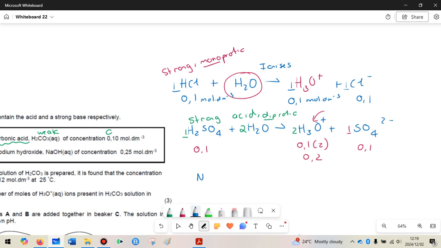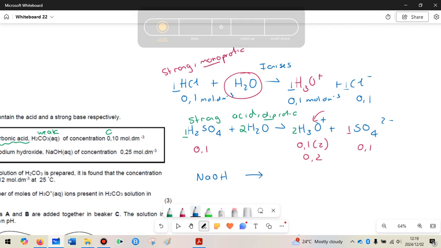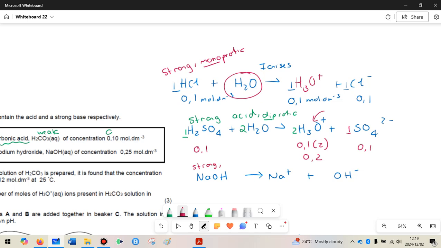If you had a strong base, like in this case we have sodium hydroxide, which is a strong base. It's a group 1 or 2 hydroxide. Okay, what happens is that strong base will break up completely in water, and it will give you sodium and hydroxide. And for bases, we don't say the word monoprotic, we say monobasic. Okay, which boils down to the same thing. For every one molecule of base, you'll give one molecule of hydroxide ions.